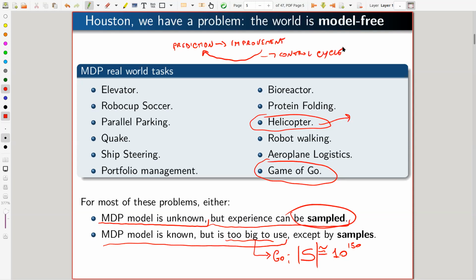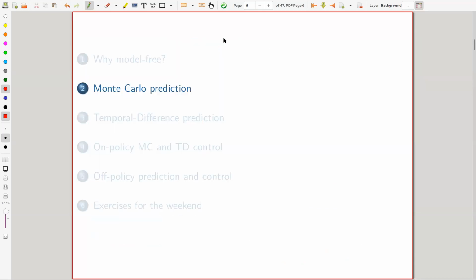Now, we don't have the model, okay? We studied how to do the prediction and the improvement using the probabilities P. Now we don't have the probabilities P, so we have to find new ways. Since we have samples, the first thing that comes to mind, I guess, is making a Monte Carlo prediction. Monte Carlo methods are methods that can estimate the value of the state, the one I was talking about before, via samples of the return.